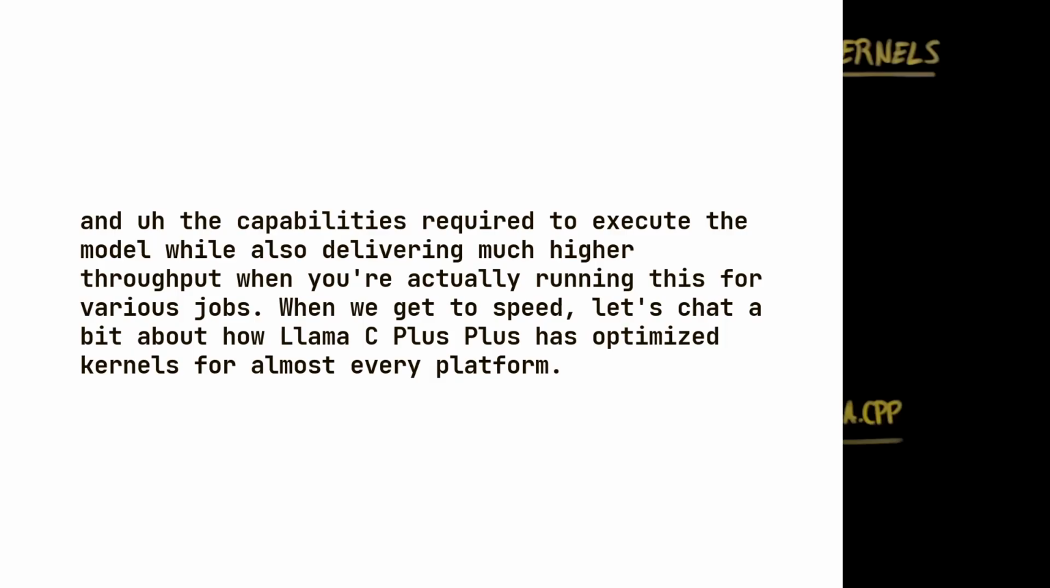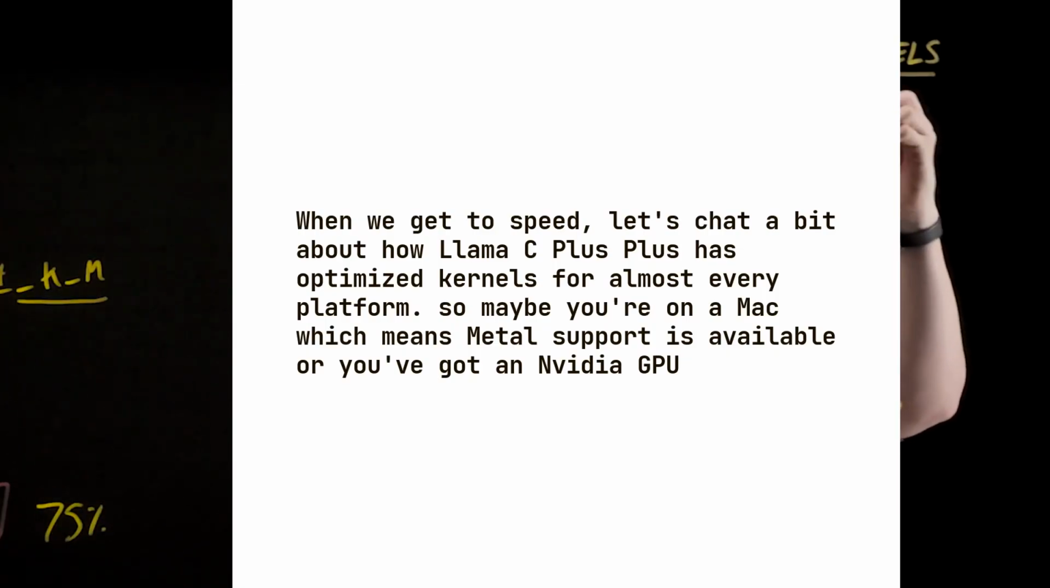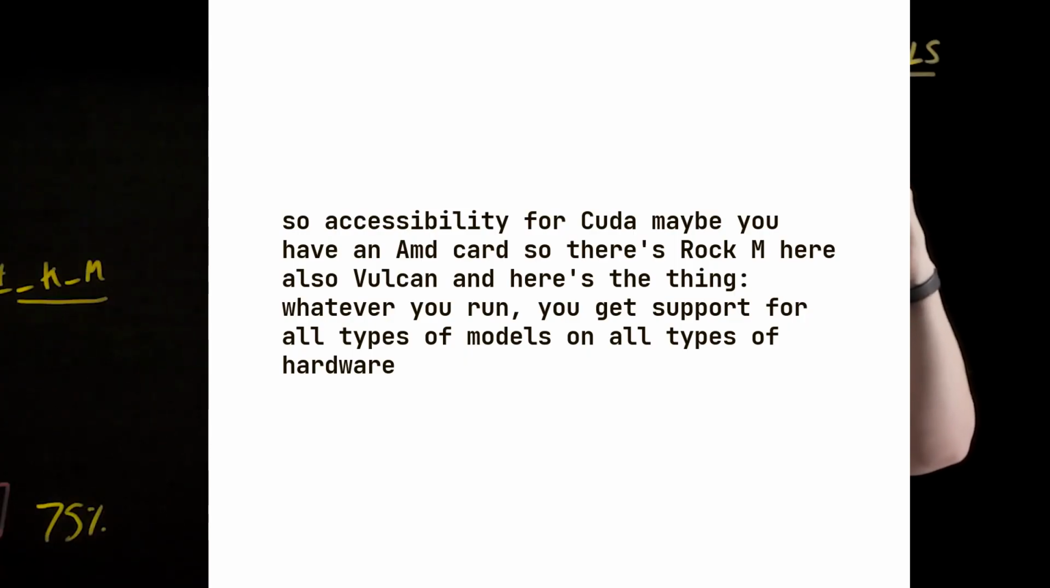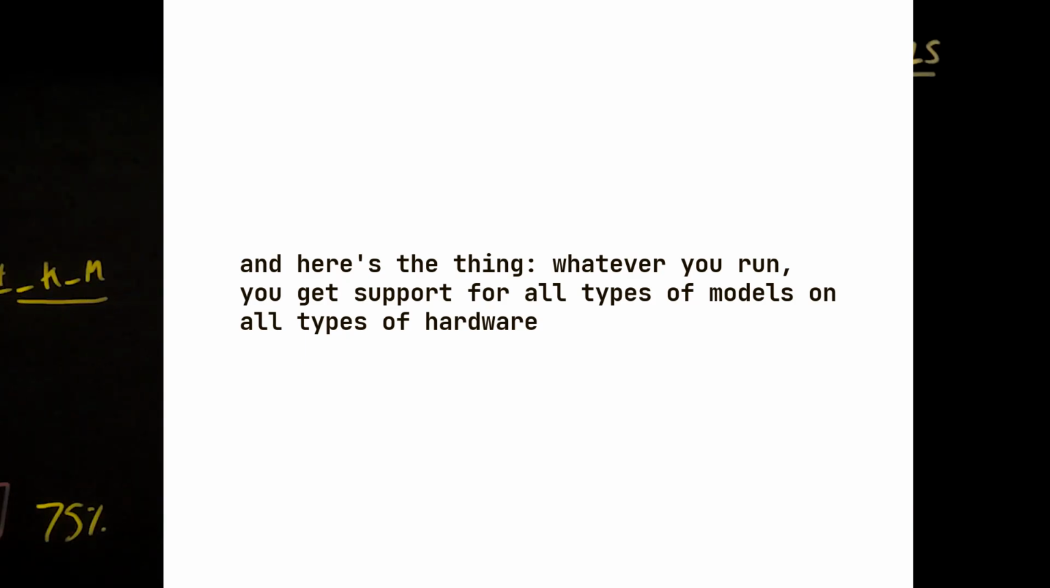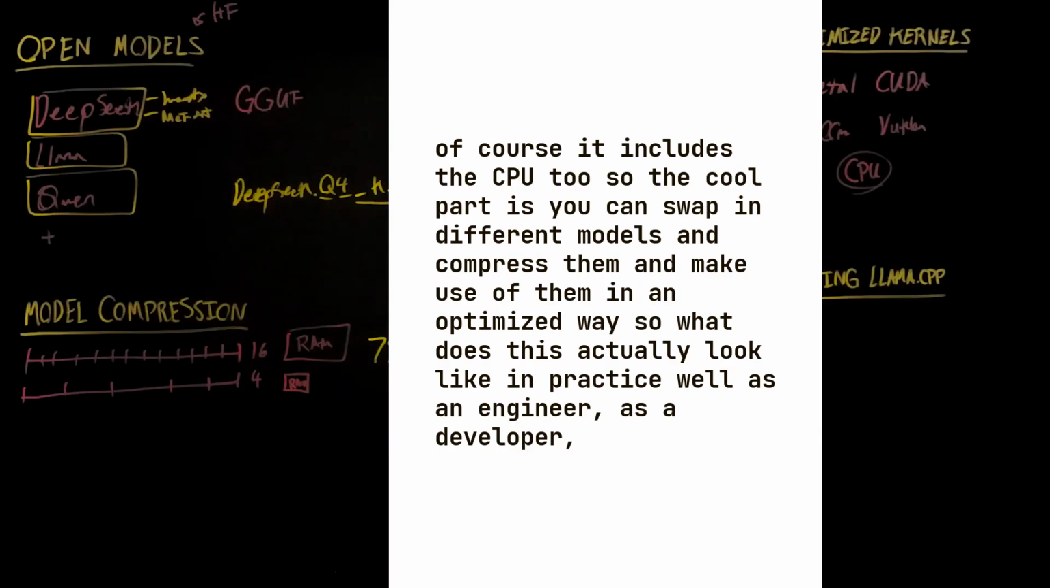When we get to speed, let's chat a bit about how llama.cpp has optimized kernels for almost every platform. So maybe you're on a Mac, which means Metal support is available, or you've got an NVIDIA GPU, so there's CUDA, maybe you have an AMD card, so there's ROCm here, also Vulkan. And here's the thing, whatever you run, you get support for all types of models on all types of hardware. Of course, it includes the CPU too. So the cool part is you can swap in different models and compress them and make use of them in an optimized way.